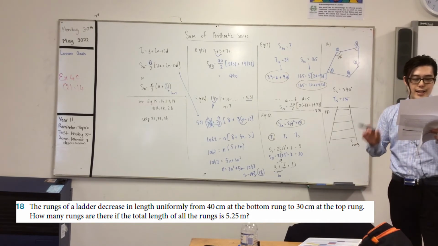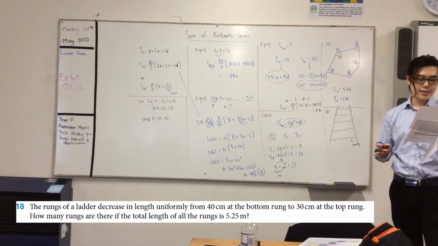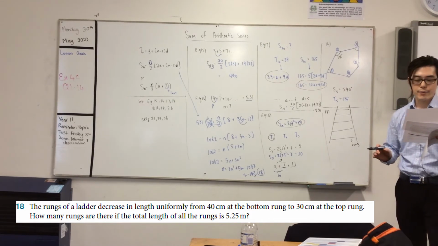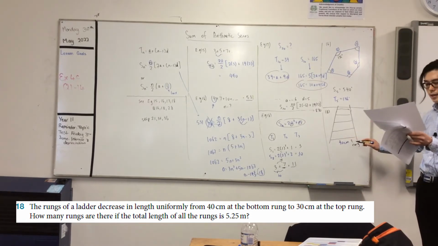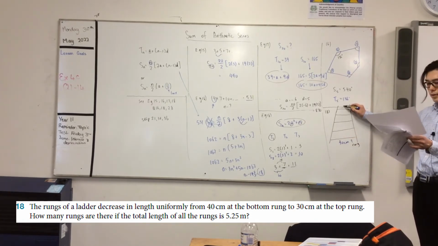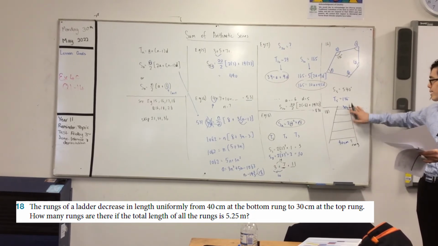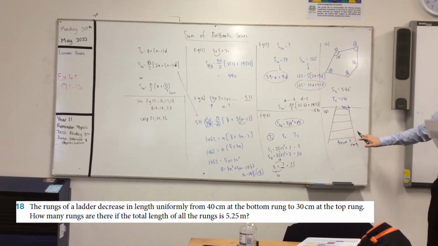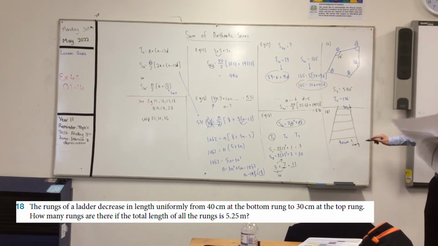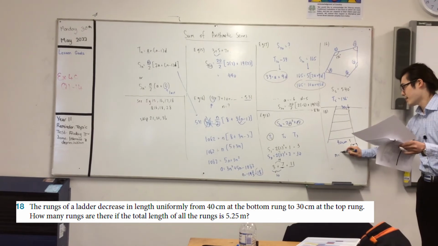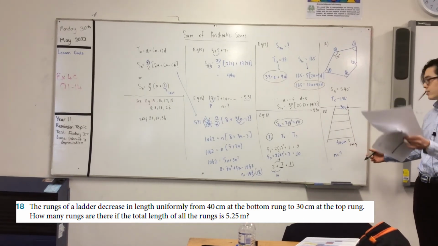The rungs of a ladder decrease in length uniformly from 40 centimeters at the bottom, all the way up to 30 centimeters at the top. These aren't how many rungs there are, this is just an illustration. It says how many rungs are there, so what's my n basically? How many rungs are there if the total length of all the rungs is 5.25 meters?